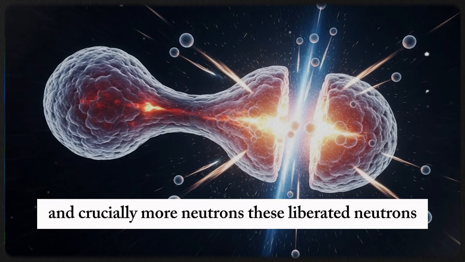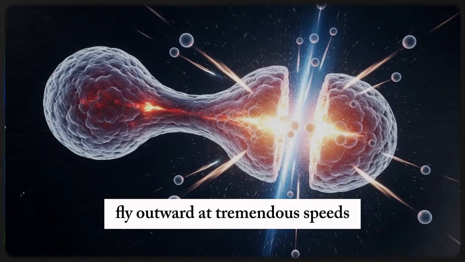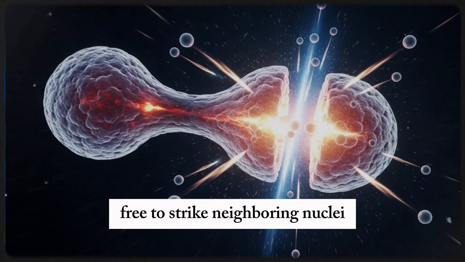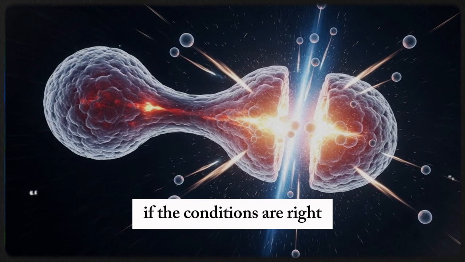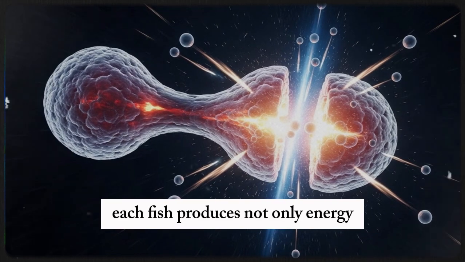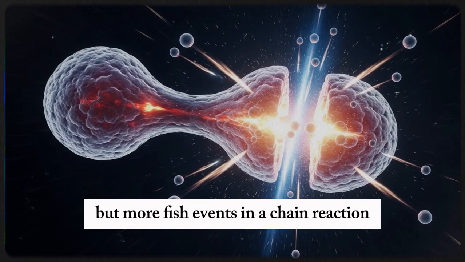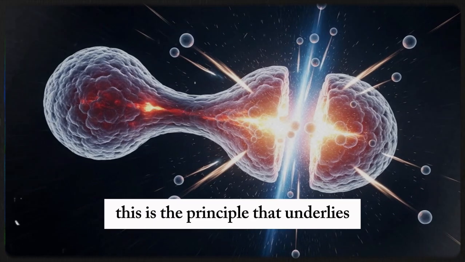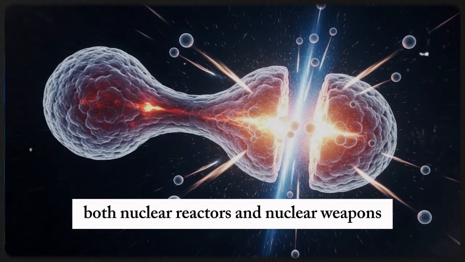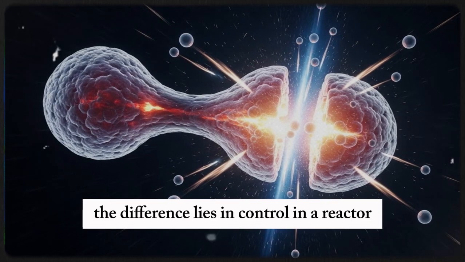These liberated neutrons fly outward at tremendous speeds, free to strike neighboring nuclei. If the conditions are right, each fission produces not only energy but more fission events in a chain reaction. This is the principle that underlies both nuclear reactors and nuclear weapons. The difference lies in control.